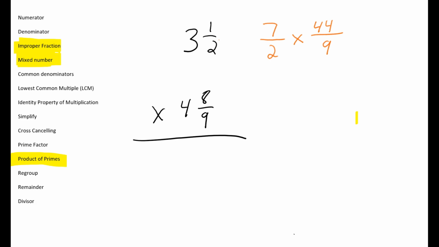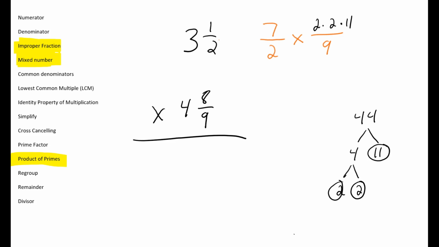We're going to have 44. If we prime factor that out, I know that 44 goes in 11 and 4 times. Then I know that 11 is prime, and I know that 4 prime factors into 2 and 2, so I can rewrite 44 as a product of primes, which is 2 times 2 times 11. That's an easy way of seeing what the numerators and the denominators have in common.